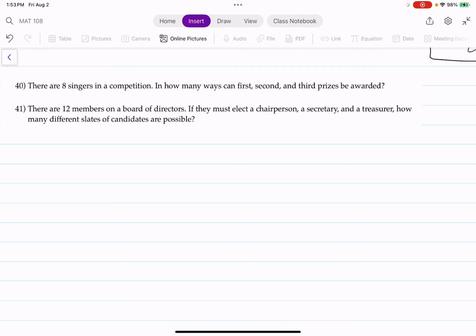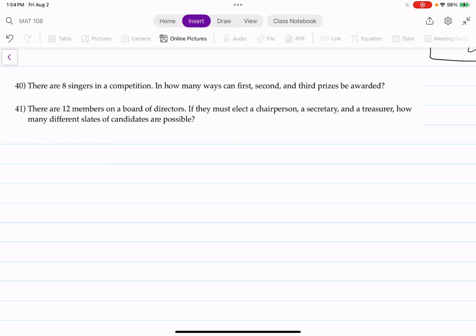All right, questions 40 and 41. Let's read it. There are 8 singers in a competition. In how many ways can first, second, and third prizes be awarded? So this sounds like another counting principle question, which it is.